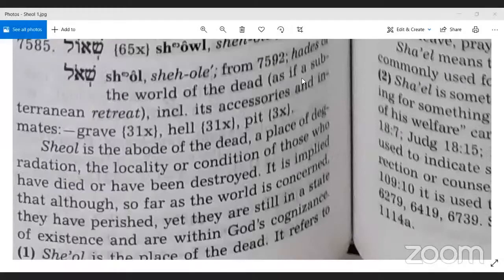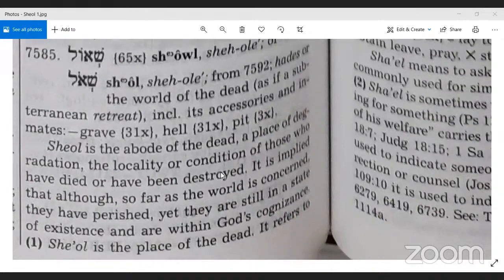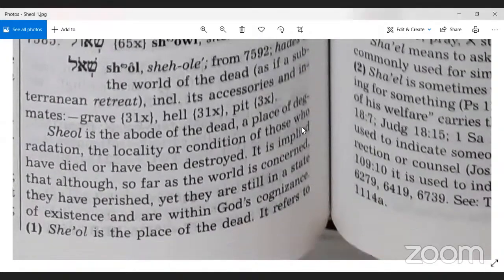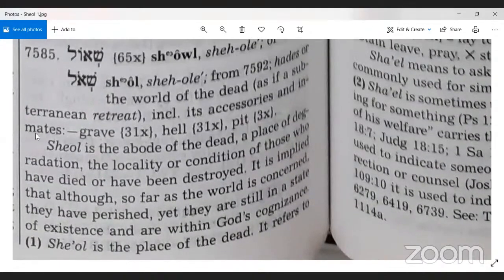Because it says here that there are inmates, remember? Right. It says subterranean retreat, including its accessories and inmates. Right. Okay, so, all right, so we check this out. It is implied, although I'm not too sure if that's implied, that I'll have to give this more thought. Hades, the world of the dead. Okay. The world of the dead.